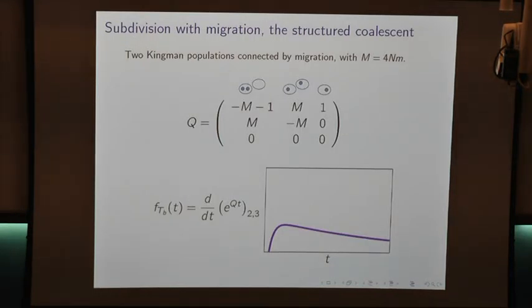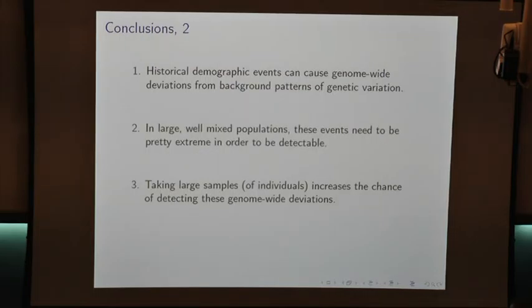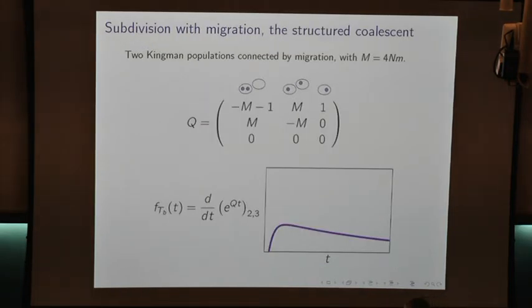So what I want to do now is compare this sort of thing to a coalescent model that actually has migration in it. The previous coalescent model was a single population model. It's possible also to develop coalescent models that account for migration and subdivision. And here's a little example of one of them.